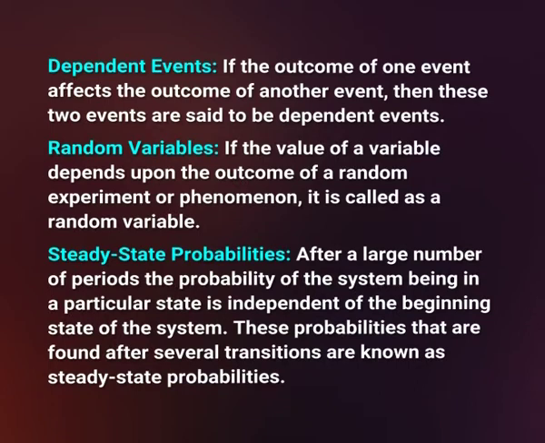After a large number of periods, the probability of the system being in a particular state is independent of the beginning state of the system. These probabilities that are found after several transitions are known as steady state probabilities.